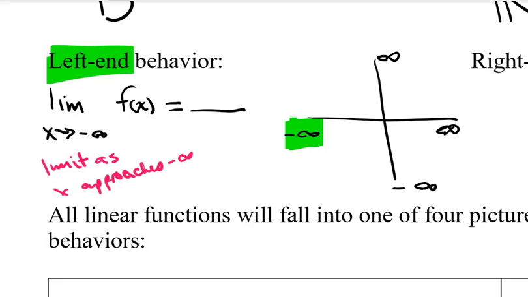All right, now for the right end behavior, almost the same setup, but on the right side, we're going to look over here at that part, because we're going to look all the way to the right, and we're going to look and see, does the function go up or down?